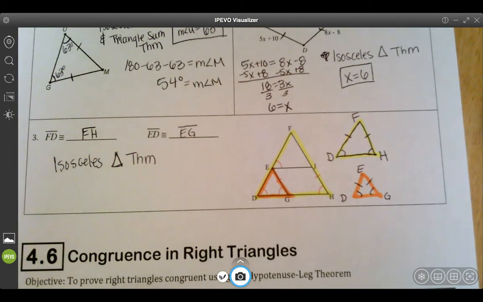Okay, and again, redrawing the picture is just a really good way to make sure that you're using the correct segments for the congruences.